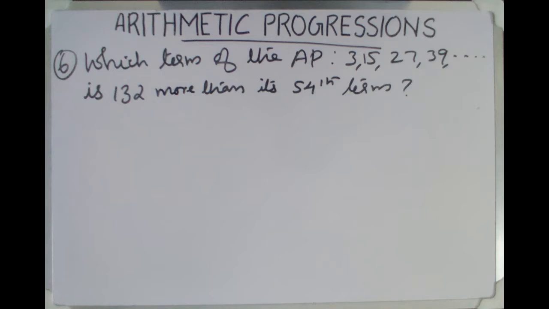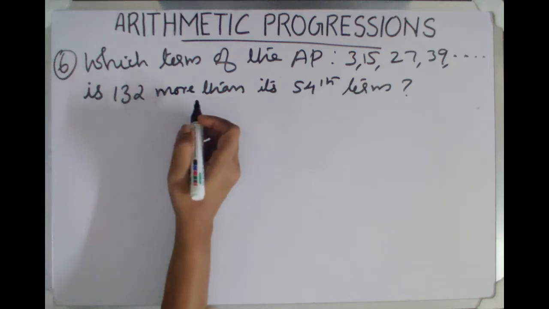Hi friends, in this video we are going to solve some previous year board questions from the chapter Arithmetic Progression. Sixth question: which term of the AP 3, 15, 27, 39, etc. is 132 more than its 54th term? We have to find the term which is 132 more than its 54th term.